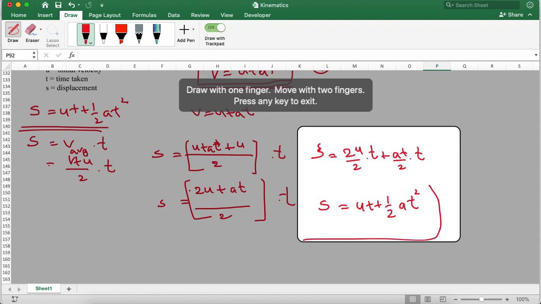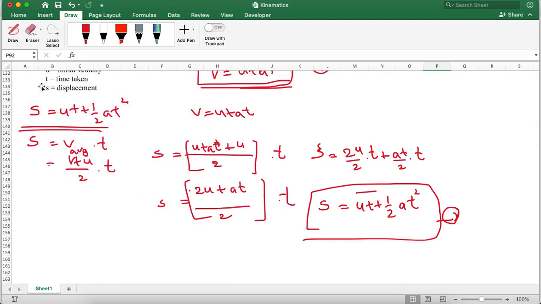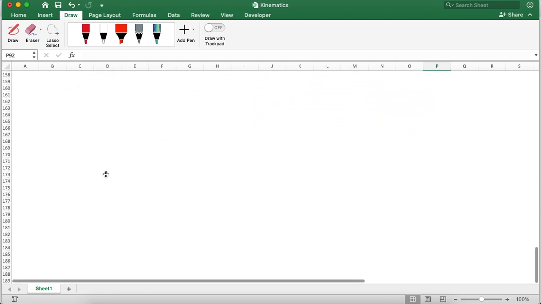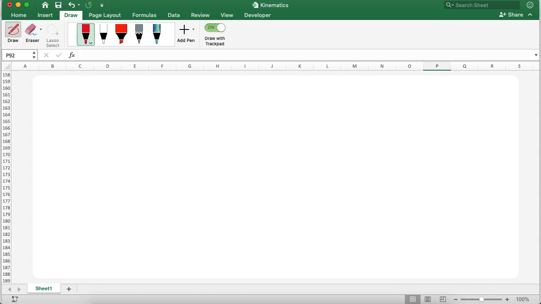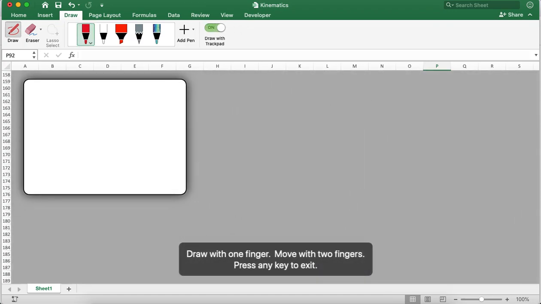So this is the expression number 2, an important expression. This is the second kinematic expression. Now coming to the last kinematic expression, an important kinematic expression, I'll write the third equation. So what is the third kinematic expression? V square minus U square is equal to 2AS. So the third important kinematic equation is V square minus U square is equal to 2AS.